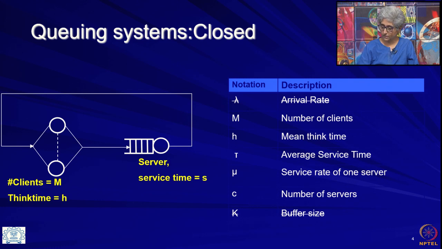The main difference from the open queuing networks was the way the load on the network is shown: by the number of clients and mean think time rather than an arrival rate. And remember that we weren't really bothering about a limited buffer size. We're always assuming that the buffer sizes at the server are larger than the number of clients that are there in the system. So, we also don't consider this.